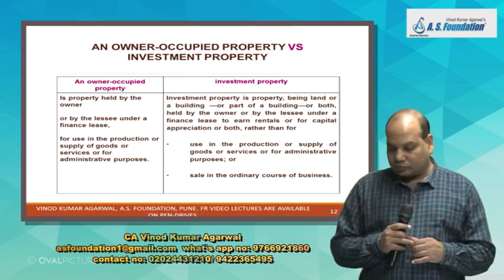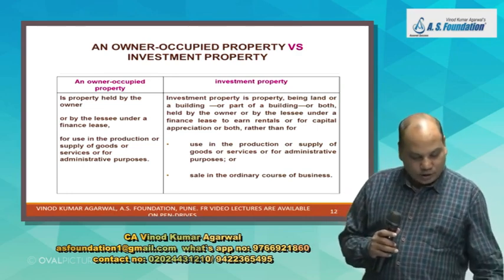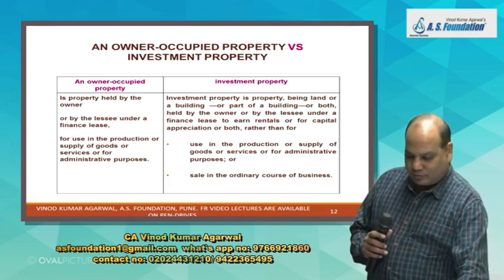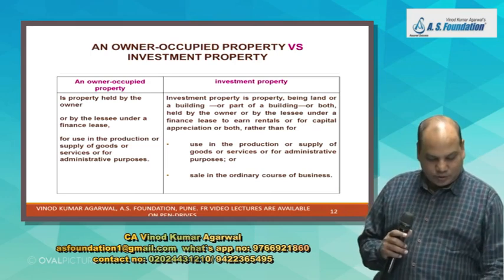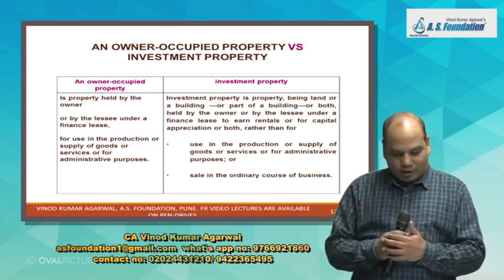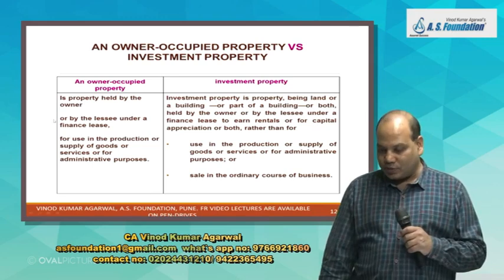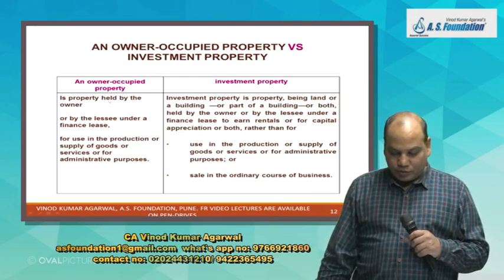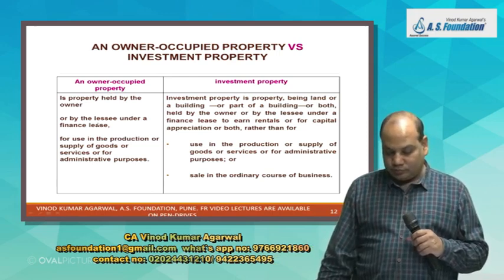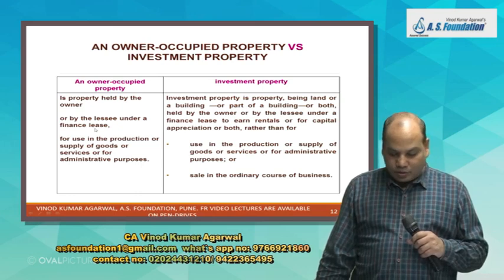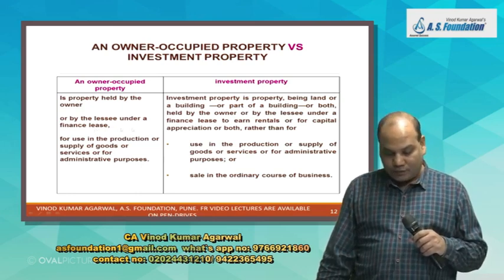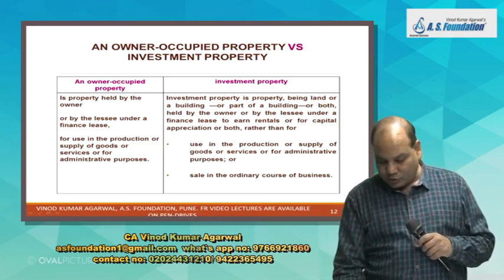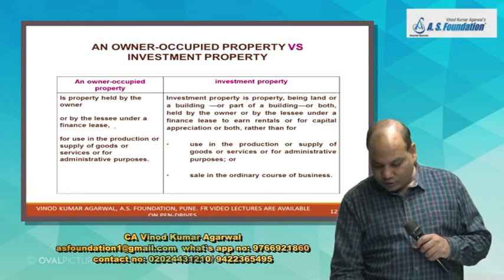Now one paragraph from my side also: differences between owner occupied property and investment property. I have made a very detailed list. What are the differences possible? Some we have discussed, some we will discuss. An owner occupied property is property held by the owner or by the lessee under a finance lease, refer IFRS 16, for use in the production or supply of goods or services or for administration purposes.